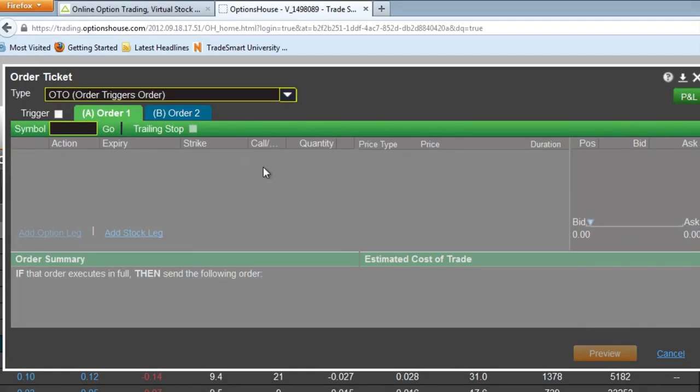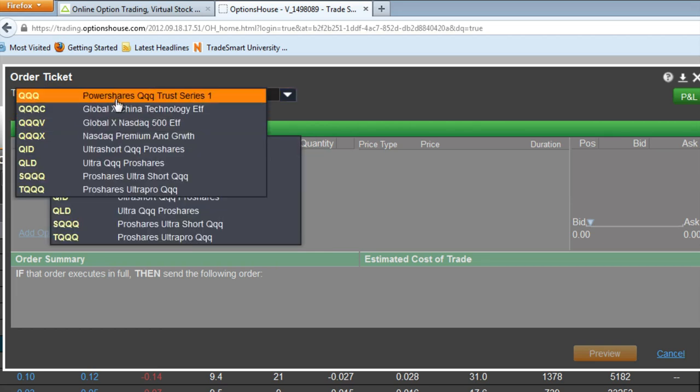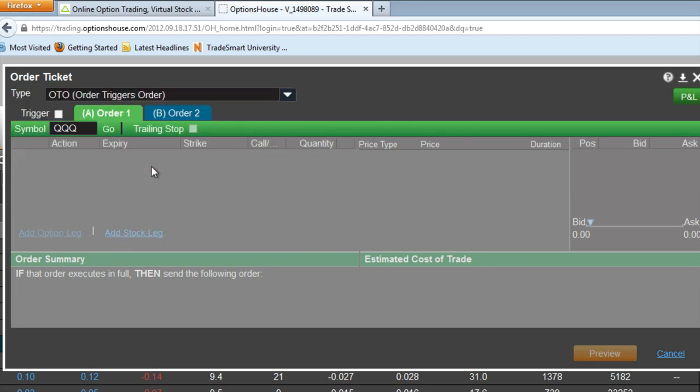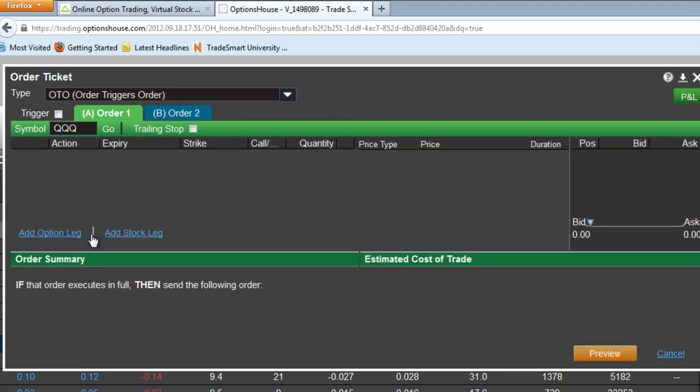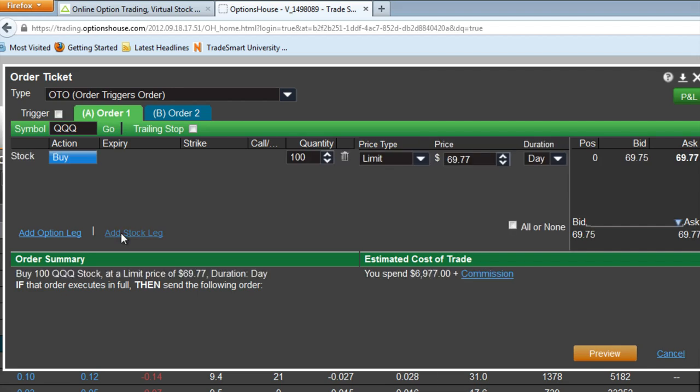Okay, ticker symbol, QQQ. We're going to do the PowerShares QQQ. Okay, it's going to query, it's going to pull in the information that we need. We're going to add a stock leg. So we're going to do a stock leg, and we're going to do a market order upon open tomorrow. We're not going to ask any questions about the price. We're just going to do it.